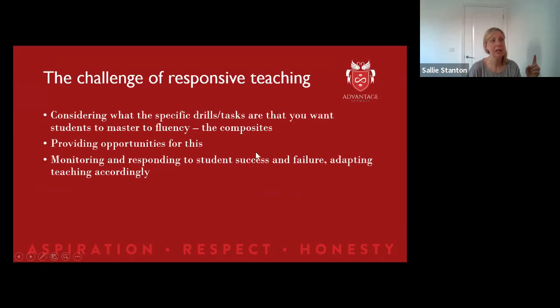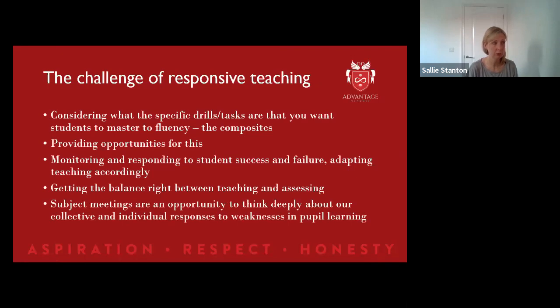But if you're thinking really carefully about the performance that you're aiming for and those component parts of it, that reaction will be really helpful to pupils. And it means you can get the balance right between teaching and assessing, because we don't want to be assessing so much that we never teach anything new at all.